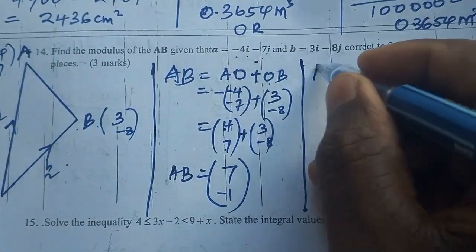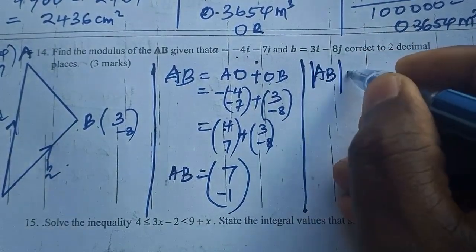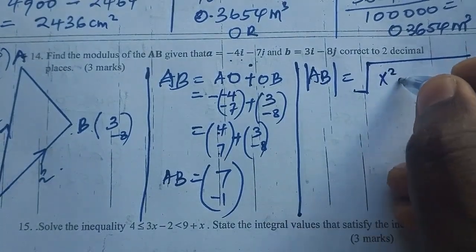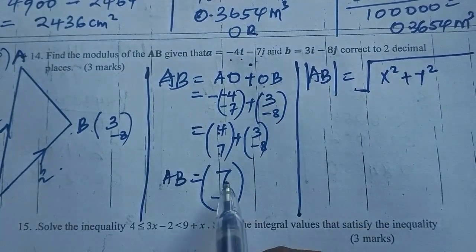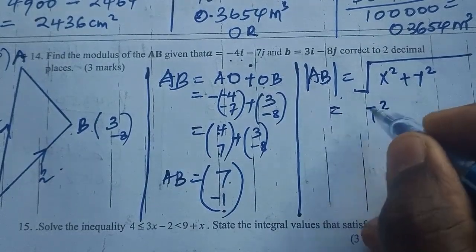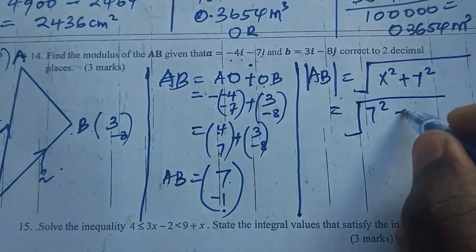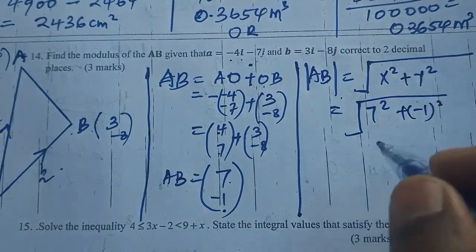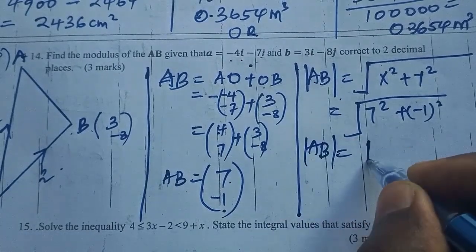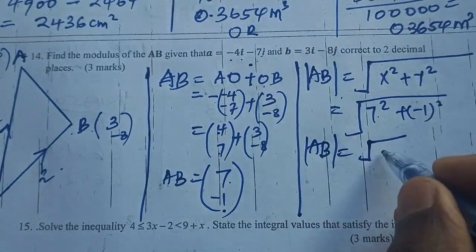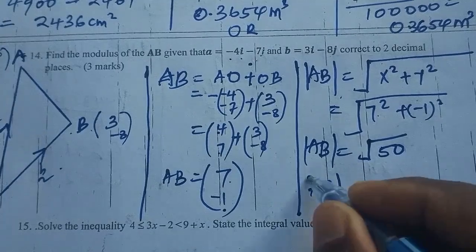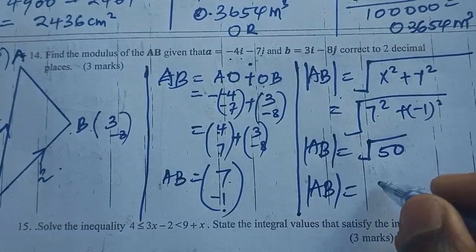Now AB modulus is equal to the square root of x square plus y square. So the first one is x, the second one is y. This is the same as 7 square plus -1 squared. So AB modulus is equal to the root of 49 plus 1, that is 50. So AB modulus is equal to the square root of 50, which is 7.07 to 2 decimal places.